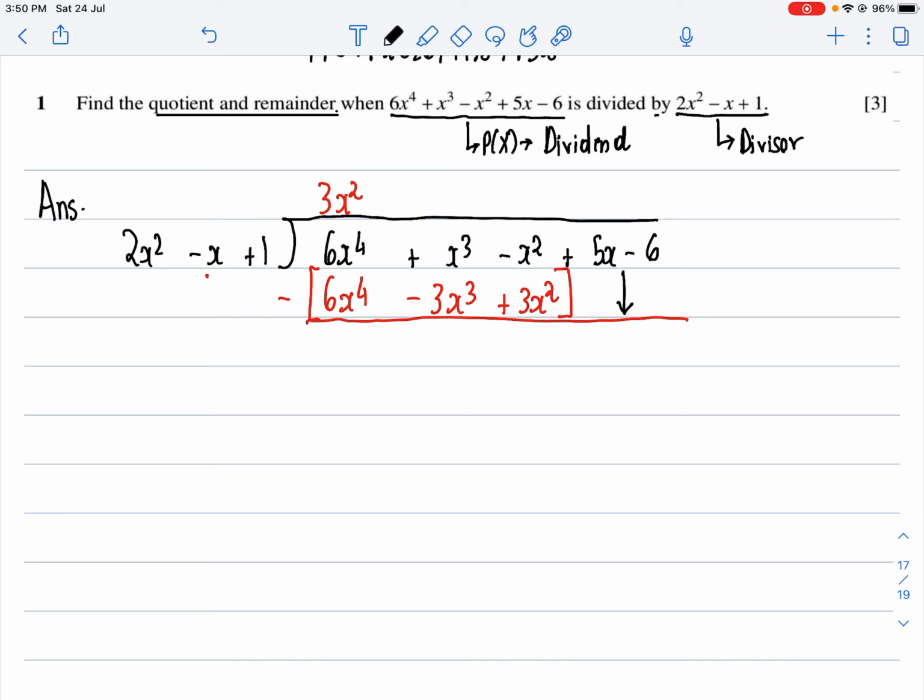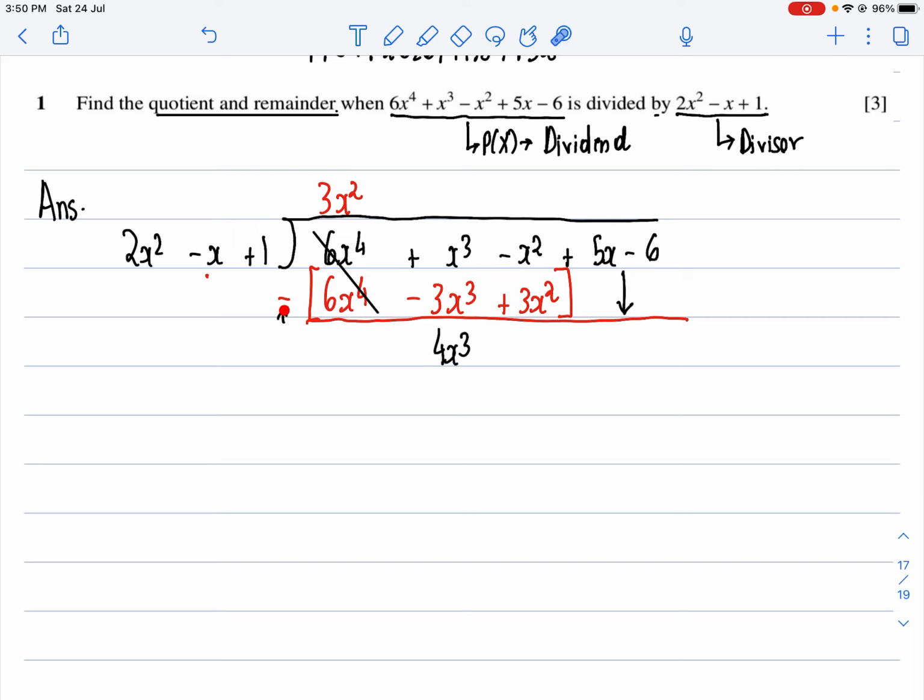Now when I take the minus inside the bracket, this becomes minus 6x raised to 4. So 6x raised to 4 minus 6x raised to 4 basically cancels out. Then I have a minus here and a minus here. So that becomes plus. So I simply get x cube plus 3x cube, which is basically 4x cube.